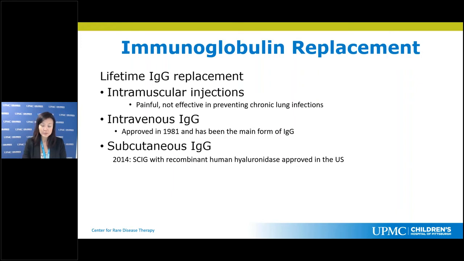And then subcutaneous immunoglobulin. In 2014, there's also subcutaneous immunoglobulin with this enzyme that actually allows you to give it only once a month, as opposed to other subcutaneous products that you have to give weekly. And that is approved right now for adults.